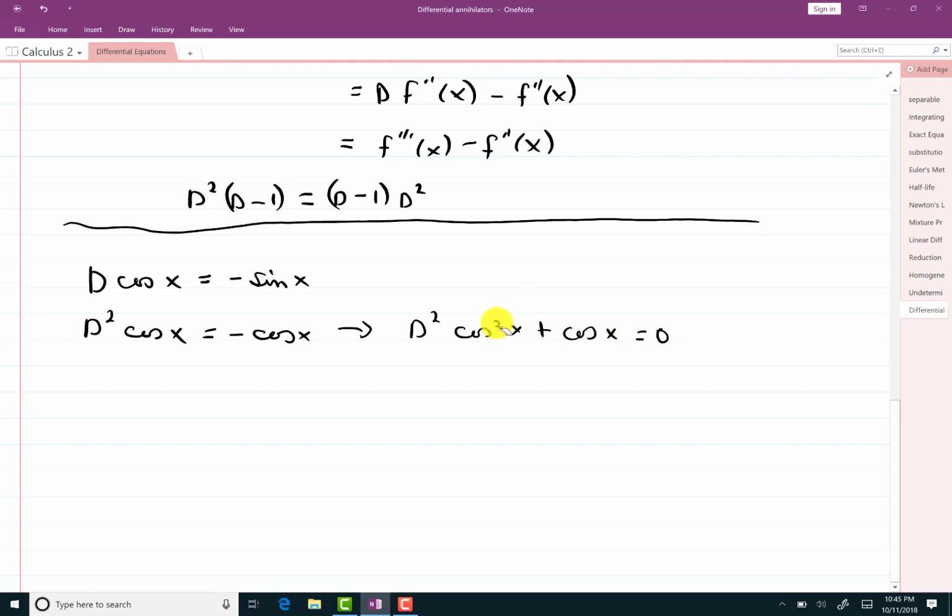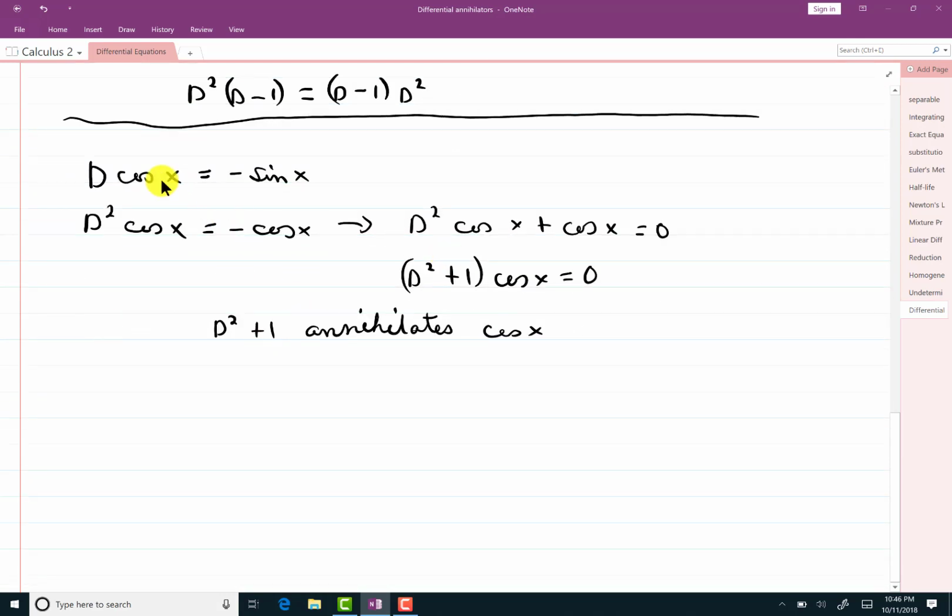Not cosine squared, just cosine. Or if I factor the cosine of x out, this is d squared plus 1 times cosine of x equals 0. So d squared plus 1 annihilates cosine of x.